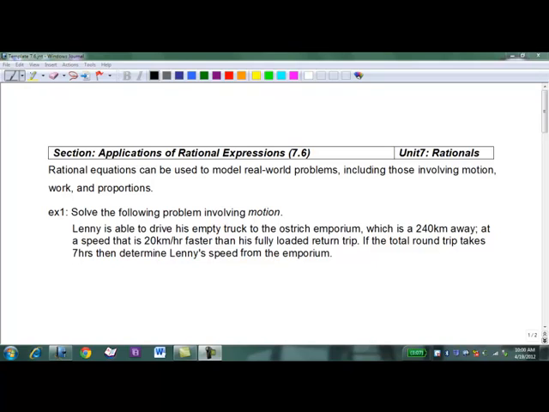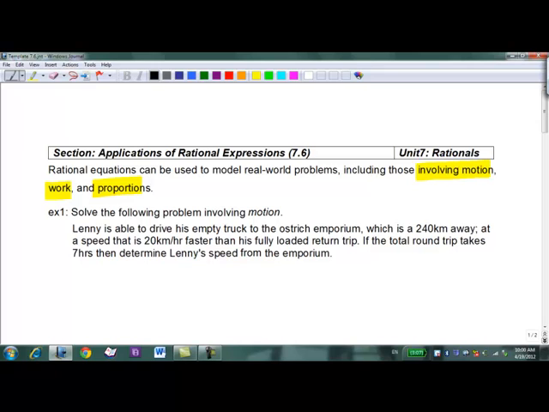Today we're taking a look at applications of rational expressions, section 7.6, which is really just word problems. Rational equations can be used to model real-world problems, and there's really three types that we're going to take a look at. You should be able to do these without a problem, involving motion, work, and proportions really is what we're looking at.